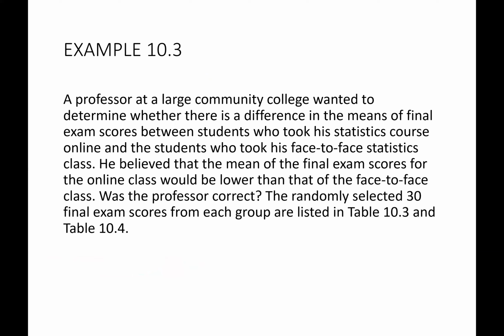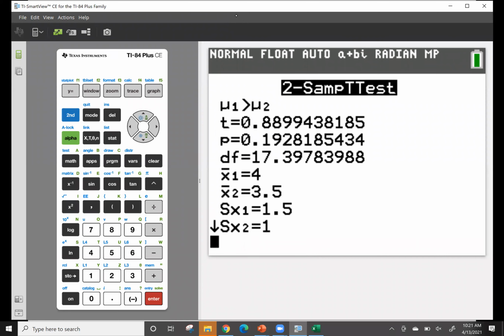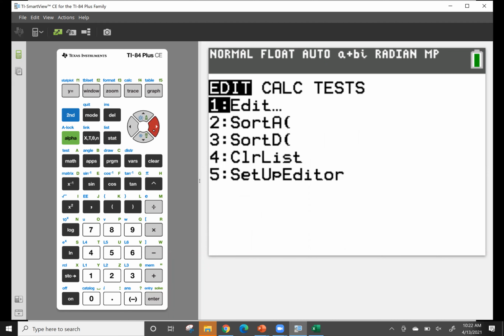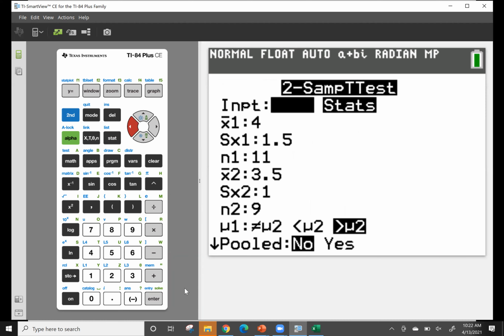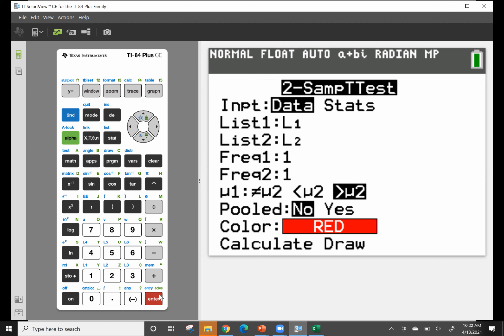So obviously the difference in conducting the test is going to be what you tell your calculator to use. You're not going to tell your calculator to use the stats that you input. You're going to tell your calculator to use the data that you've inputted. So I'm going to go to stats, test, number four, two-sample t-test. And now I'm going to go over to data and highlight that. Now I put my data in L1 and L2, and I don't have any frequency tables, so the frequency for each one of these data values is one.